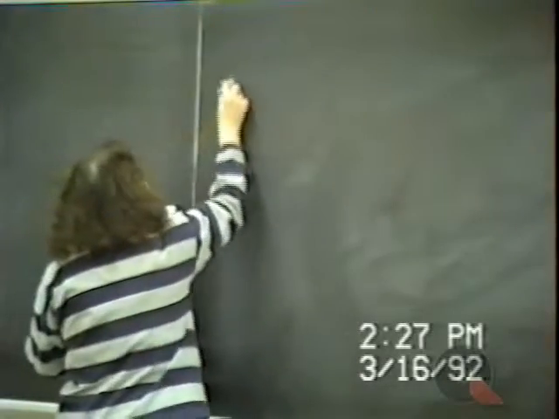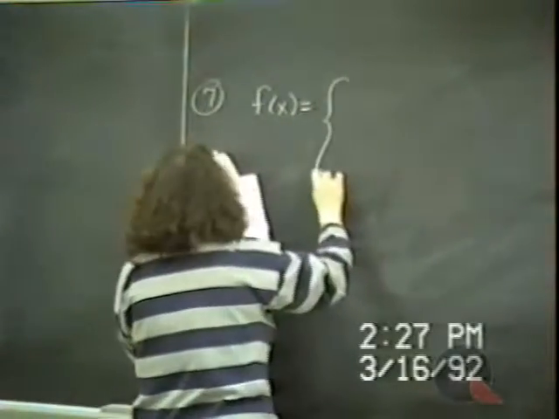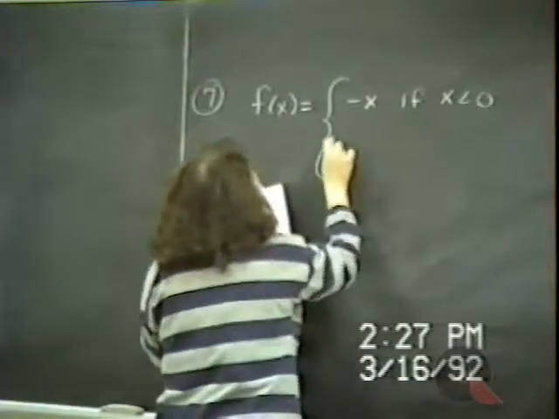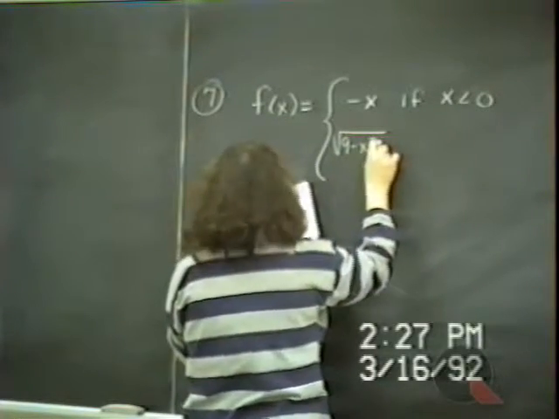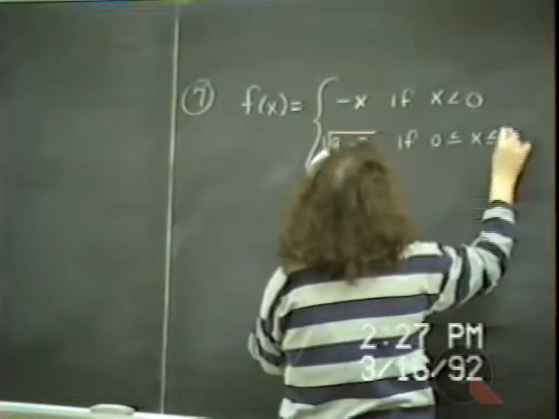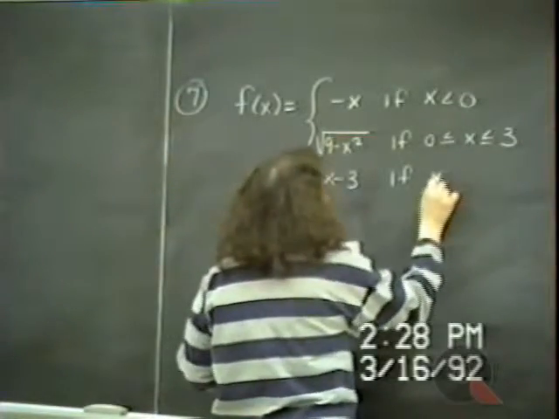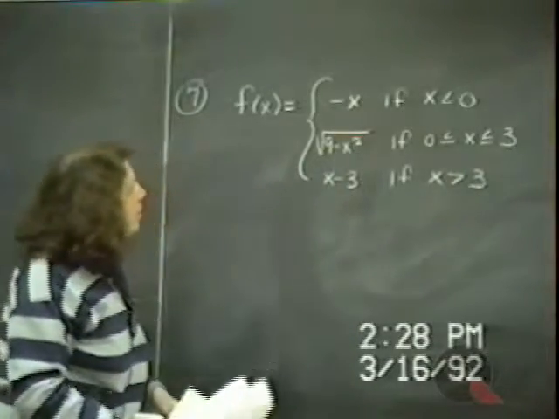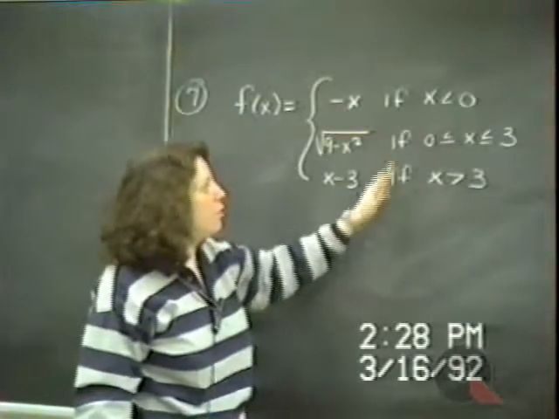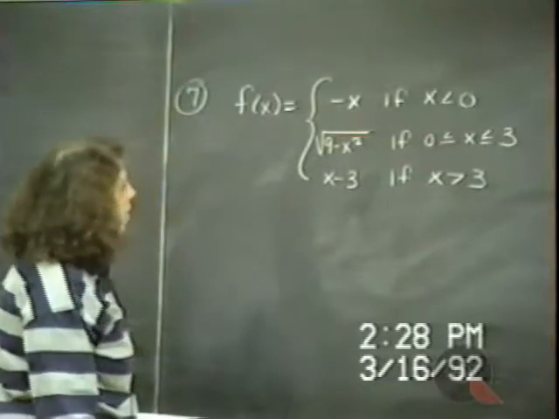For our last example, let's look at a split function. f of x is equal to minus x if x is less than 0, the square root of 9 minus x squared if x is between 0 and 3, including the endpoints, and x minus 3 if x is strictly greater than 3. Okay, so it's a split function. There are 3 parts to it. Something to do when x is less than 0, something to do between 0 and 3, including the endpoints, and something else to do when x is greater than 3.